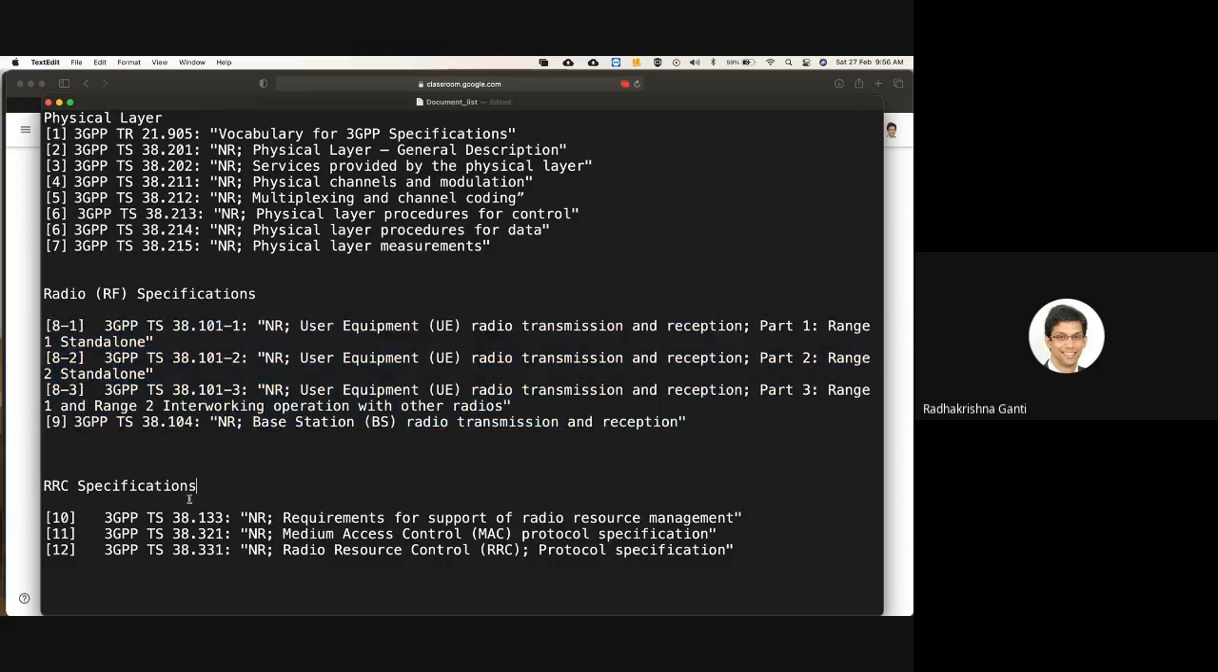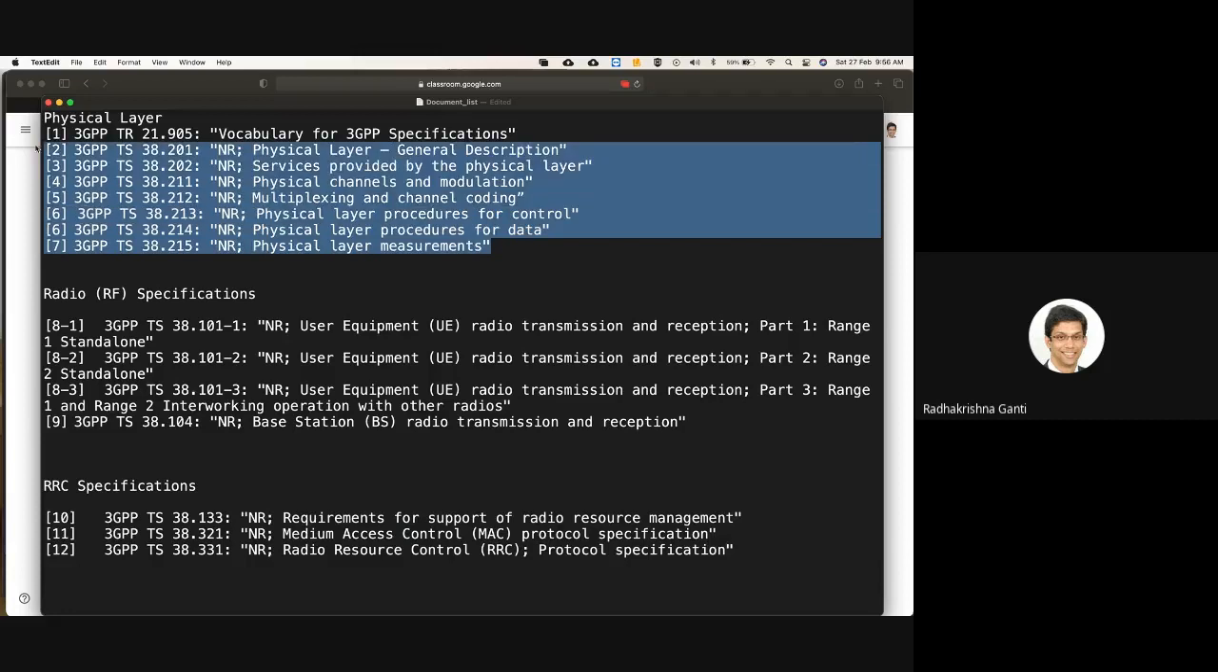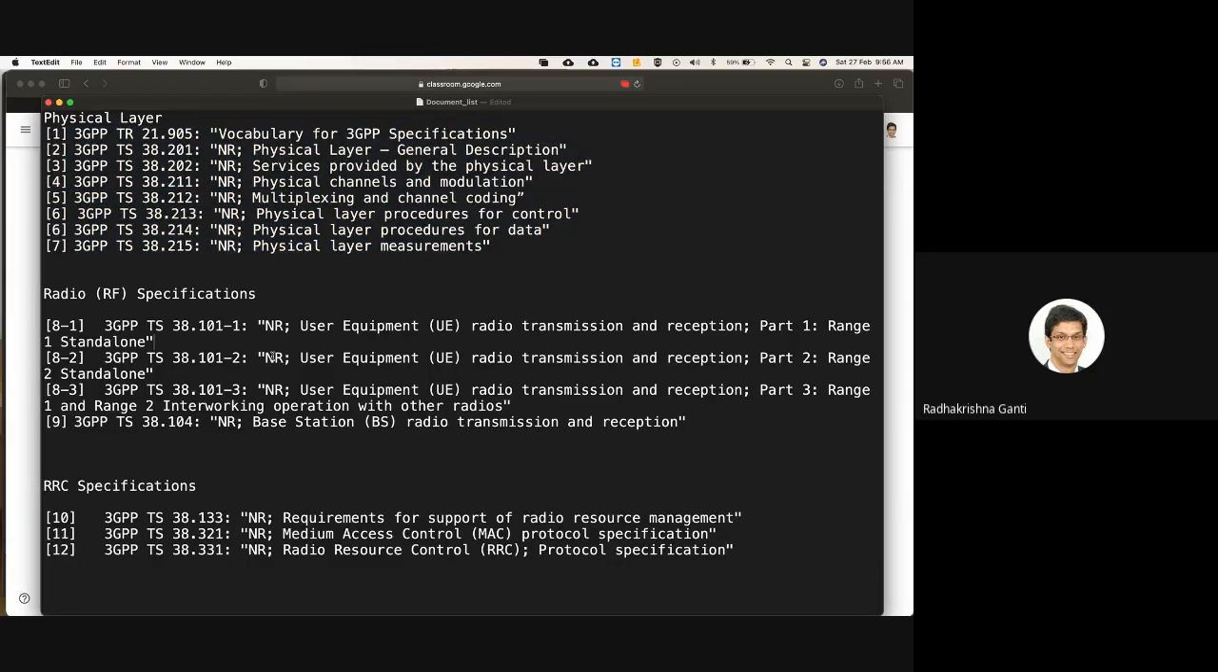And there's another important document called RRC specification. RRC is nothing but radio resource control. So this is a signaling specification. So we are going to use all these documents in our class in some way. There are some documents which are very simple and just introductory. We'll go through that today. But more or less, we are going to use most of these documents, and some of them more than the others.